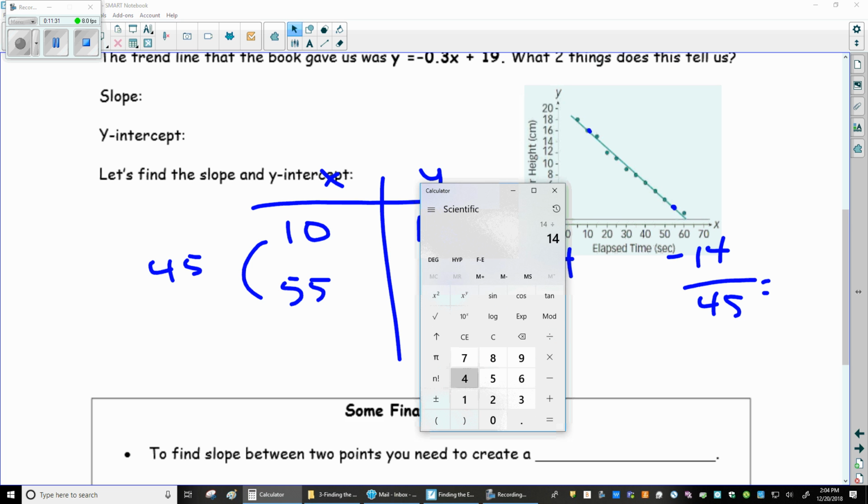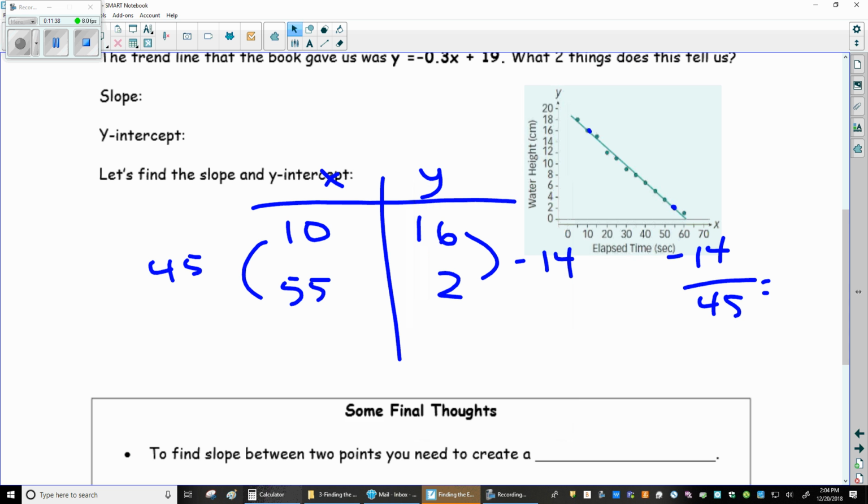14 divided by 45. Obviously, our answer should be negative. I got 0.31 repeating, which is pretty good. So if it's 0.3 or negative 0.3, that's exactly what they got.